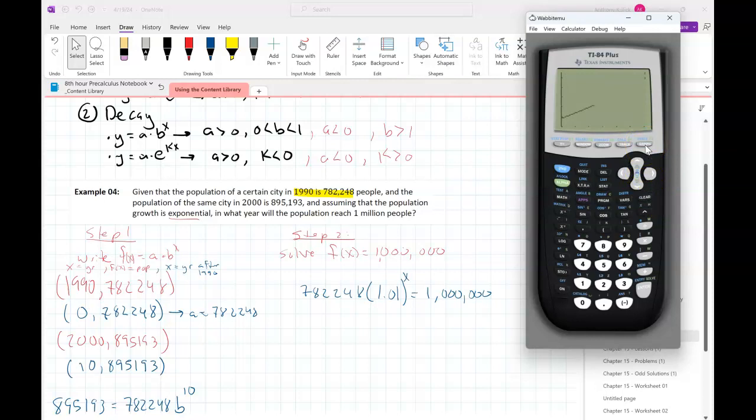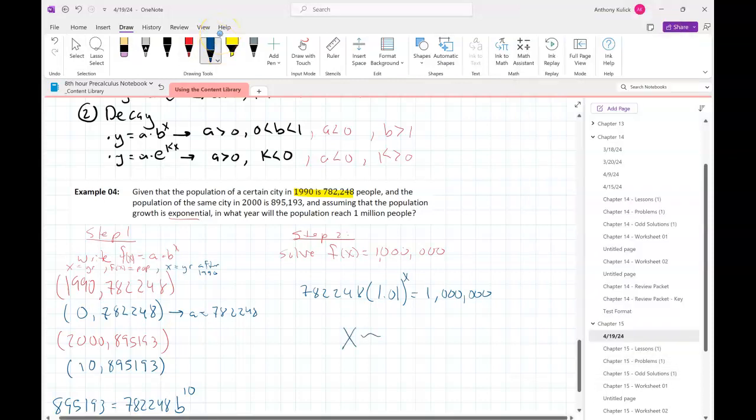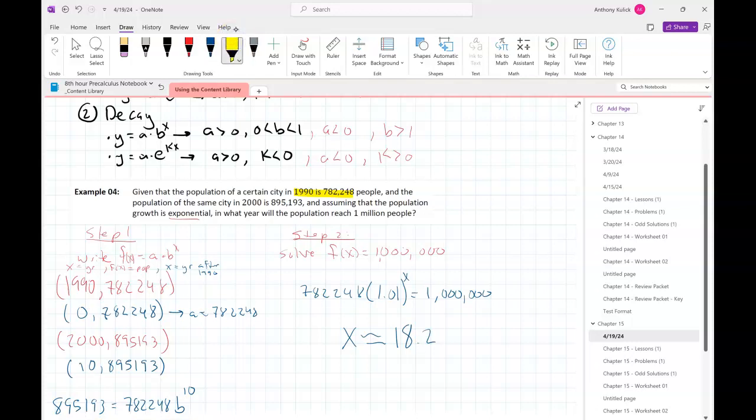So here's the population curve being drawn in. Here's the line for 1,000,000. And I'm looking for the intersection. So second trace, intersect command, enter, enter, enter. And I get about 18.2. What's the unit for X, though? What did I define X as? Years after 1990.